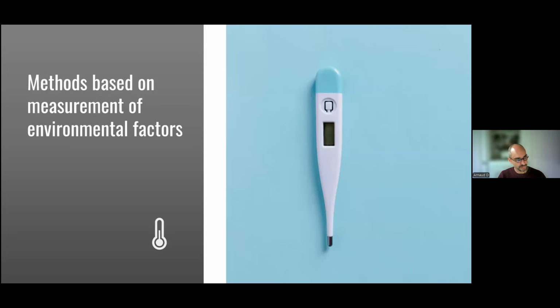I'm sorry, there will be some equations. I hope you will not abandon me here. But I think it's important also to do some math at some point to understand a few things. So I'm going to detail methods based on the measurements of environmental factors, and then methods which are not based on this measurement. You know, the cork driver and the Swiss knife example.